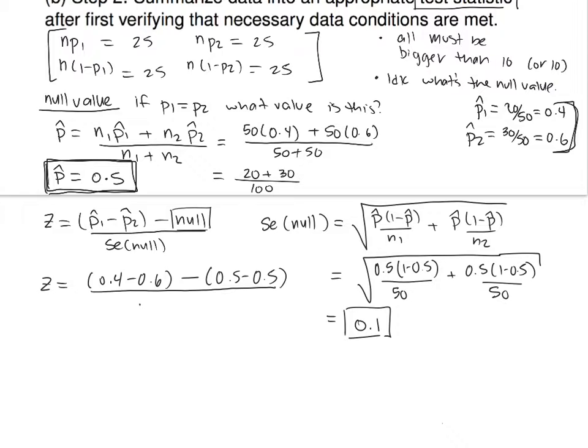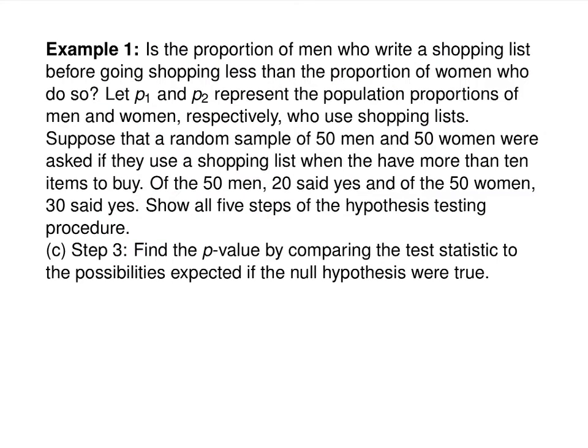And then what goes into your standard error of your null value? 0.1. I think your z comes out to be -2. Okay. So part C says to do what? P-value. And so our null hypothesis was that P1 is less than P2, right? So we want the probability that our z value falls even lower, that it's less than or equal to -2.